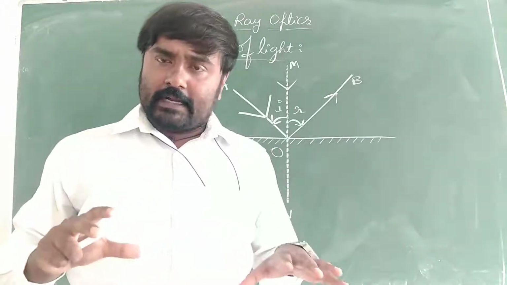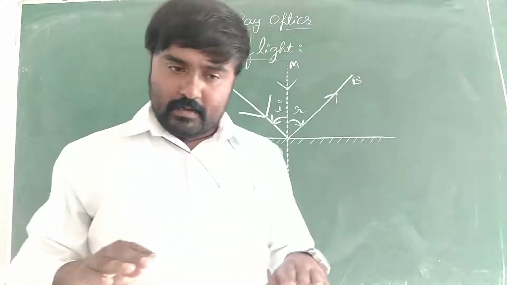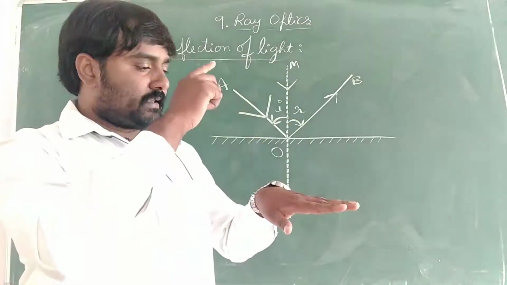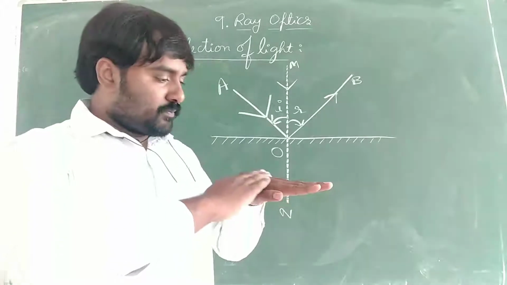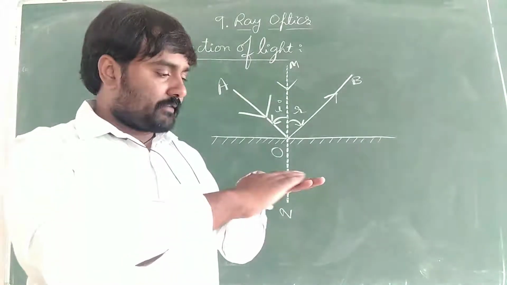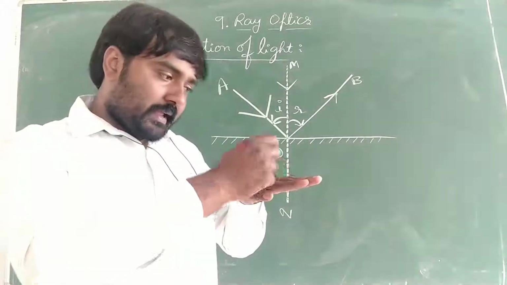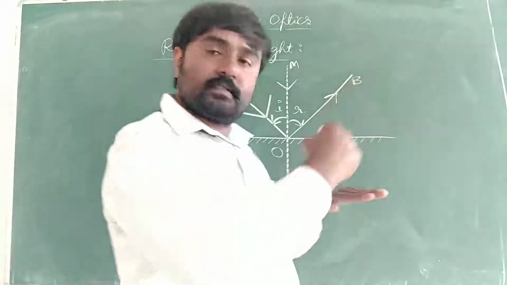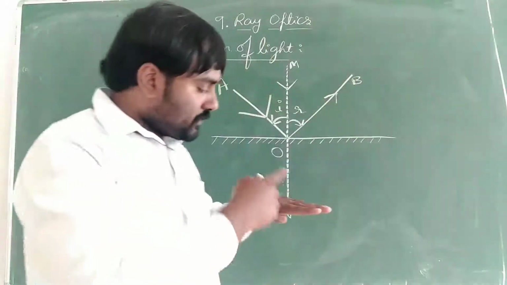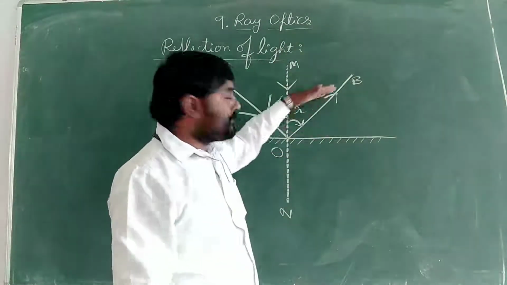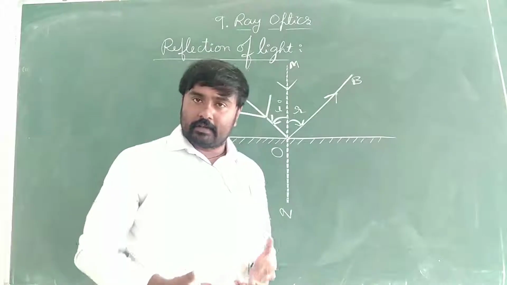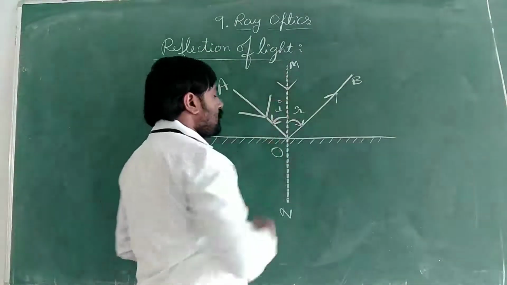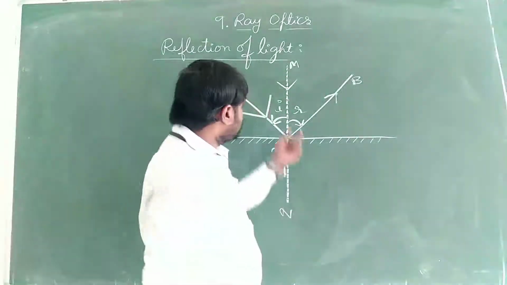So reflection of light means very simple. When a ray of light is incident on a smooth reflecting surface, the ray turns back, bounces back into the same medium. So that is called the reflection of light. Okay. So this is a very important point. Suppose the ray of light is incident normally.